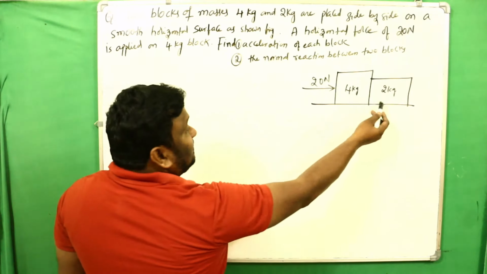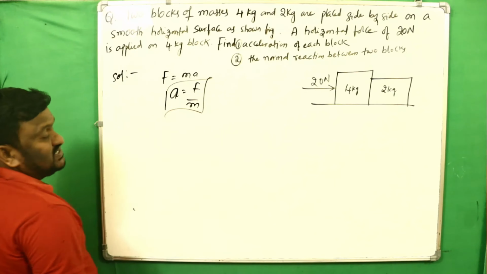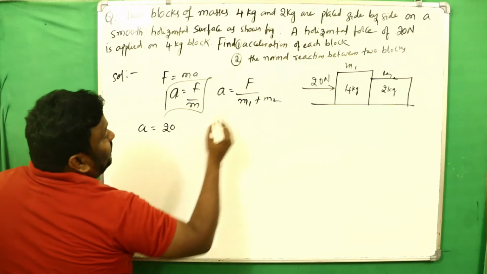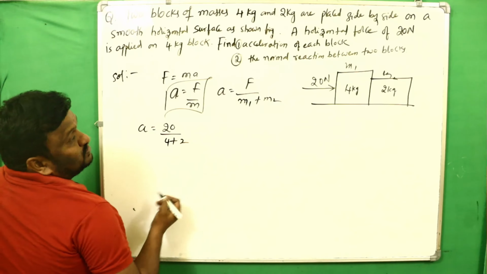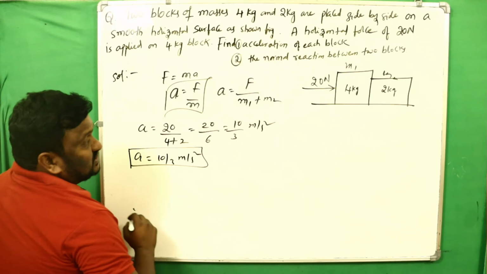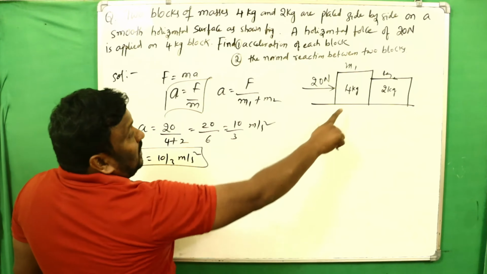That is the question. So very clear, we already discussed F is equal to ma, and a is equal to F by m, where m is the mass of the system. Now I am saying this is m1 and this is m2. Then a is equal to F by m1 plus m2. F is 20 newtons, by 4 plus 2, 6. 20 by 6 is 10 by 3 meter per second square, or 3.3 meter per second square. Now what you have to find out is the normal reaction between these two.